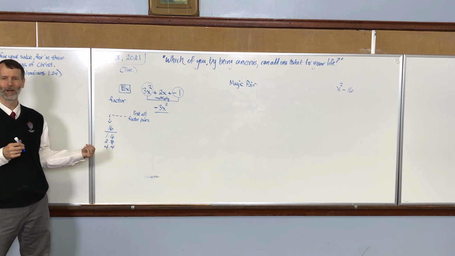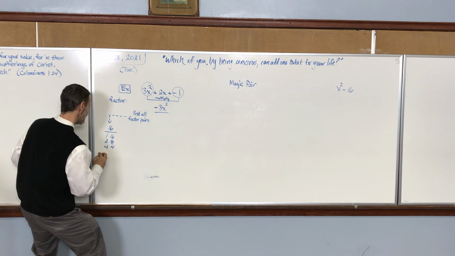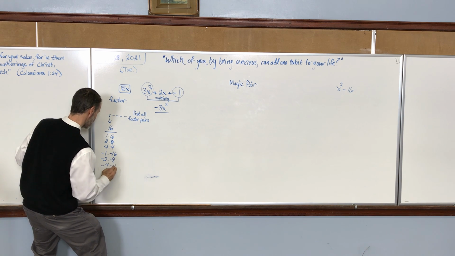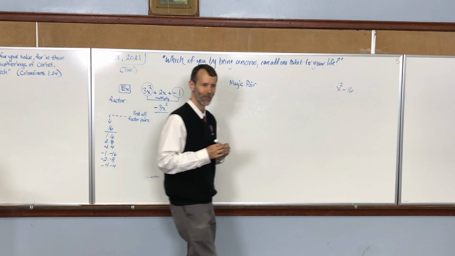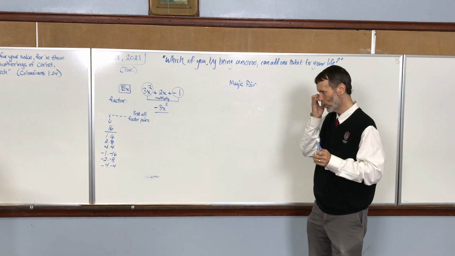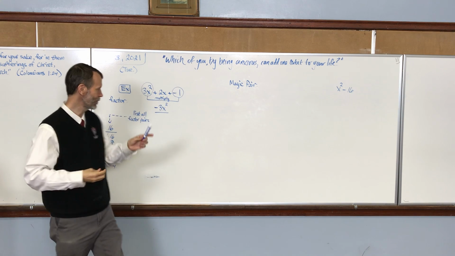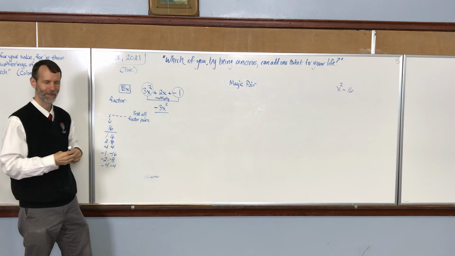There are actually 3 more. Can you think of them? Yeah. Negative 1 times negative 16. Negative 2 times negative 8. Negative 4 times negative 4. Exactly. So look carefully. You may have more pairs than you think. But I want to find a pair that multiplies to be negative 3x squared.